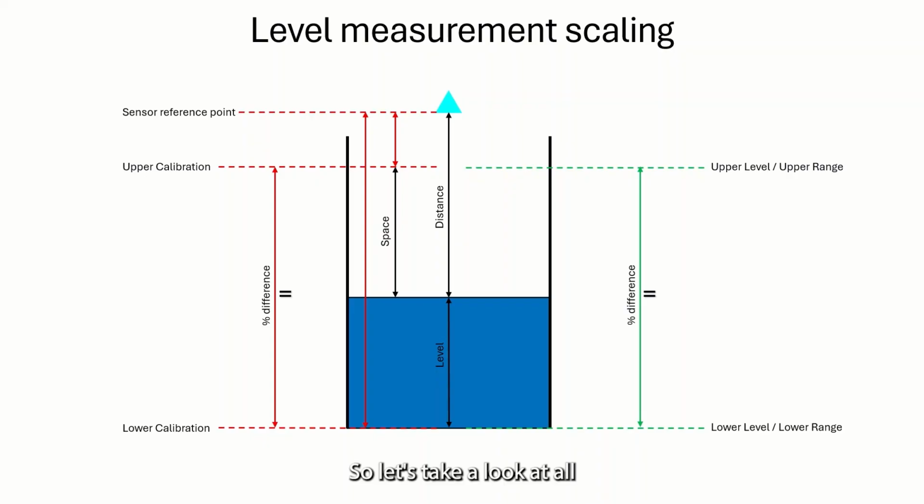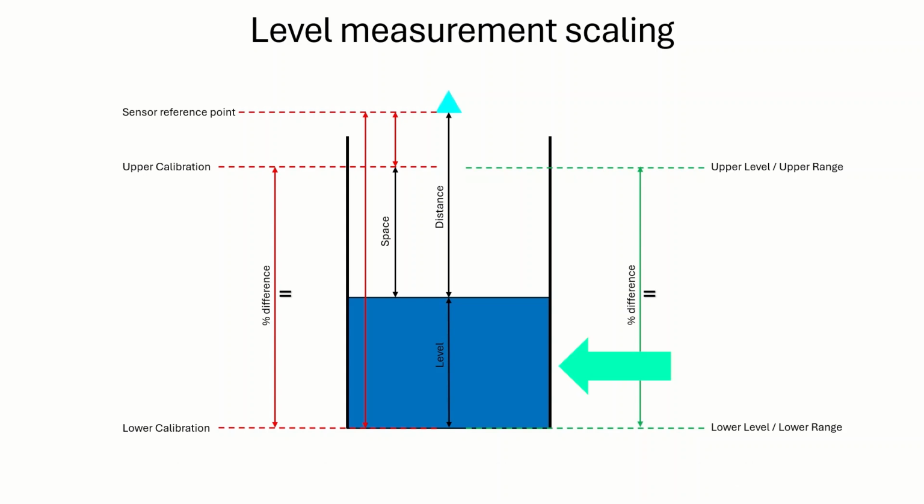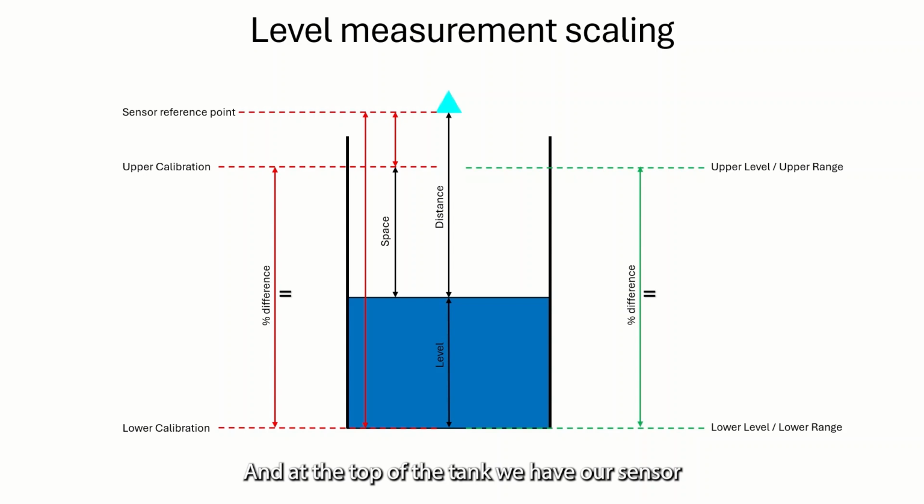So let's take a look at all of the different terms that make up our level measurement scaling and how that reflects in the LT500. First, we have a simple tank here with an amount of liquid in it. And at the top of the tank, we have our sensor, which is just represented as a basic triangle here. That's our sensor reference point. So that's where the sensor is installed on the tank.